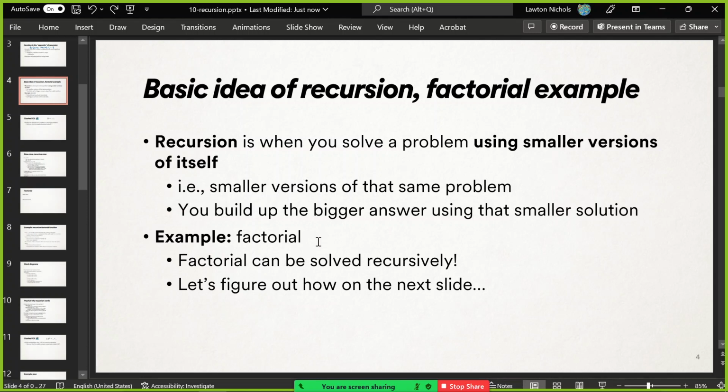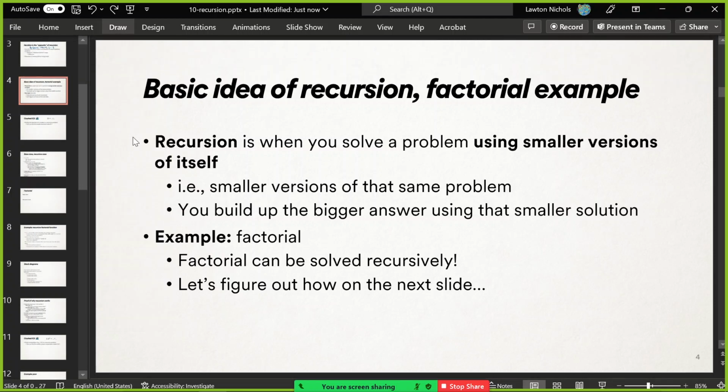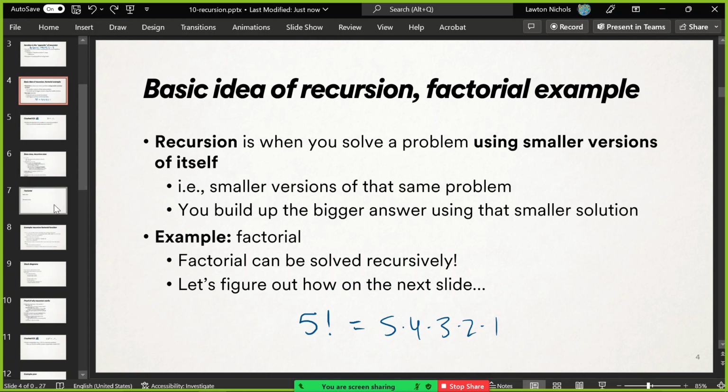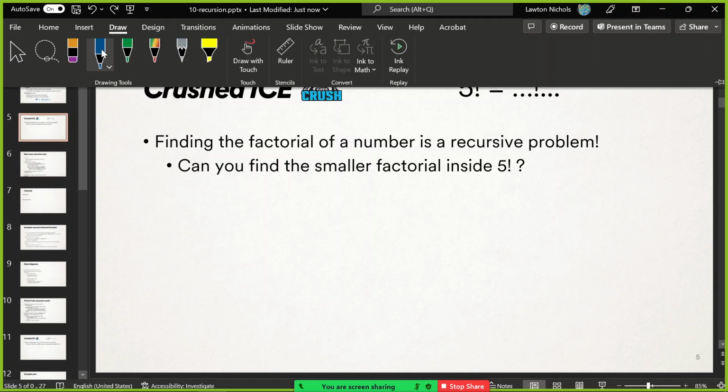So the standard example is factorial. Factorial is a recursive problem that can be solved. Does everybody remember what a factorial is, first of all? It's that exclamation point from math. So 5 factorial is defined to be 5 times 4 times 3 times 2 times 1. Yes, remember this? So that's a factorial, and I claim that factorial is a recursively solvable problem. You can find smaller versions of factorial inside of itself. All right, so here is my question for you. I'll give you a minute to think about it, and we'll come back.